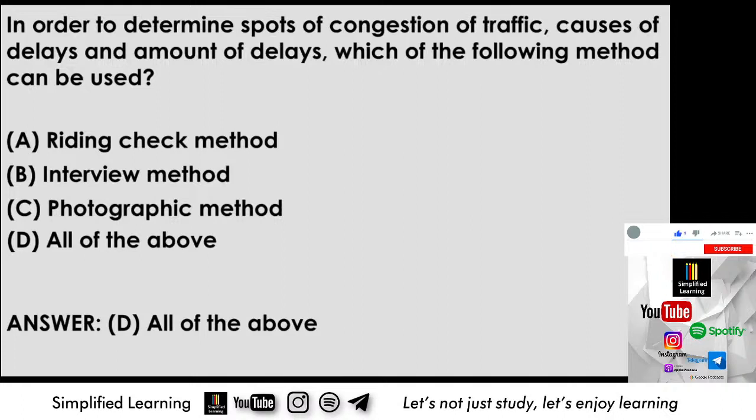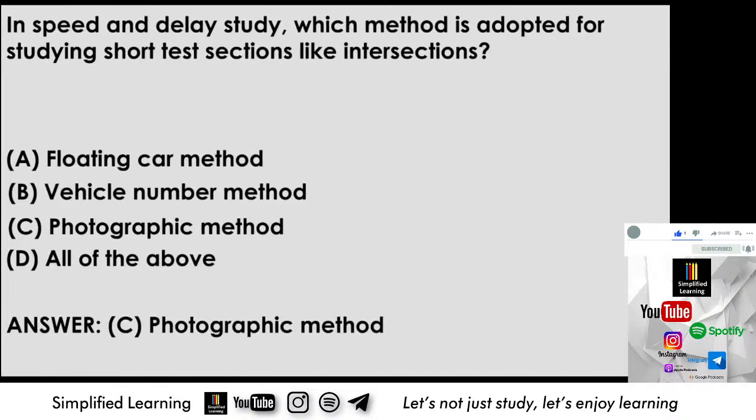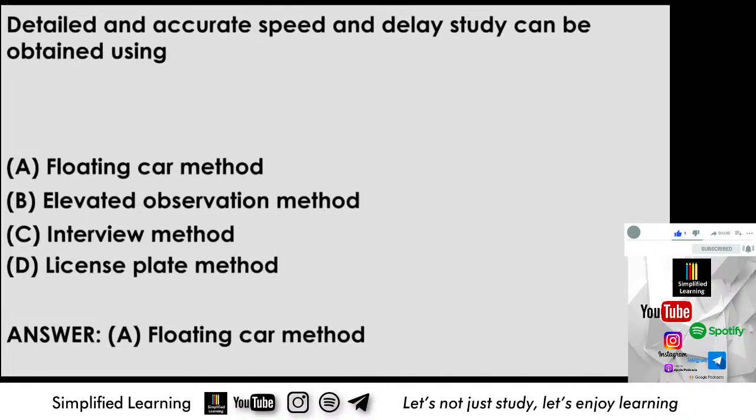In order to determine spots of congestion of traffic, causes of delays and amount of delays, which of the following method can be used? Okay, we can use riding check method, interview method, and photographic method as well. Then in speed and delay study, which method is adopted for studying short test sections like intersection? Okay, we can go for photographic method. Then detailed and accurate speed and delay study can be obtained by using floating car method.